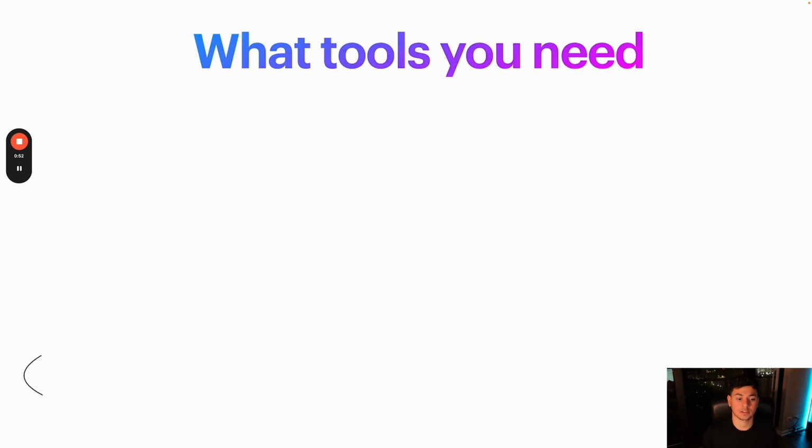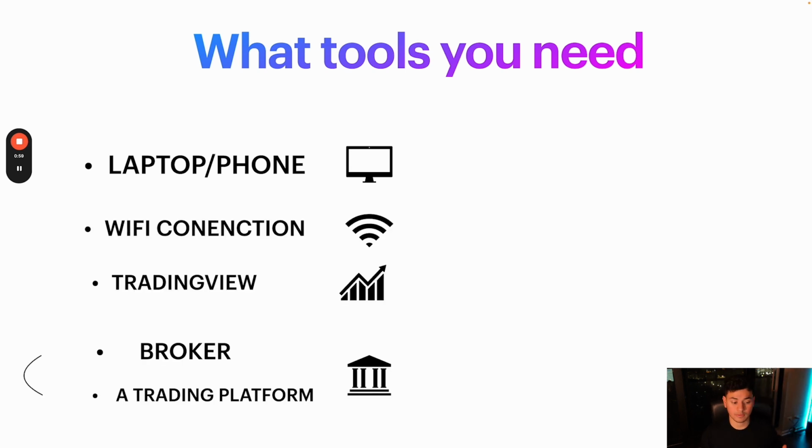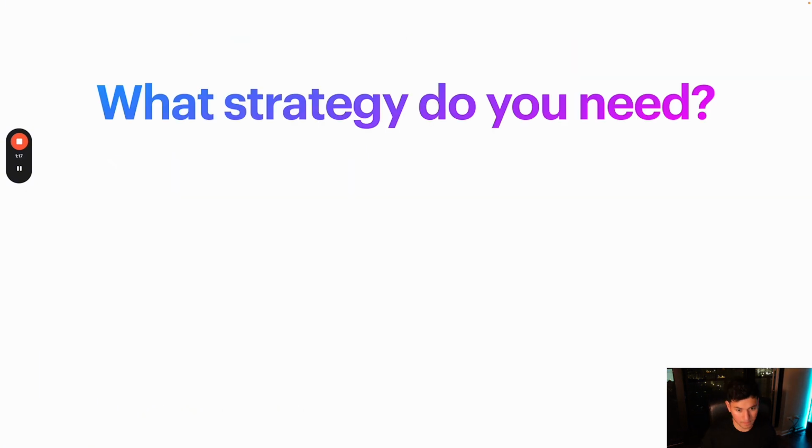What tools do you need to start trading? You just need a laptop or a cell phone, Wi-Fi connection, TradingView, a broker, and a trading platform. A broker is basically the bank that is going to be the middleman where you make transactions, where you take a buy or you take a sell. You're going to be using their trading platform to execute every single trade you need to execute.